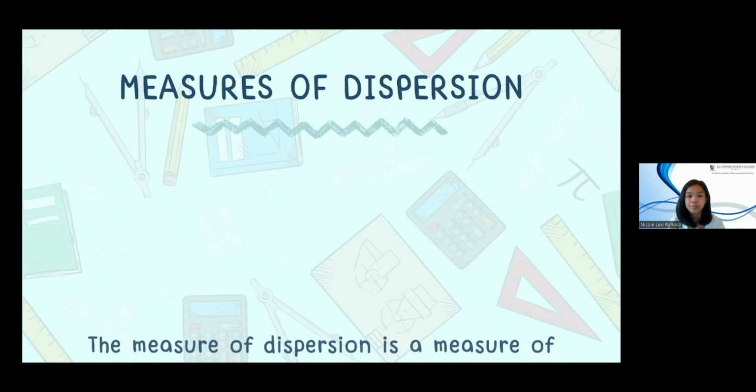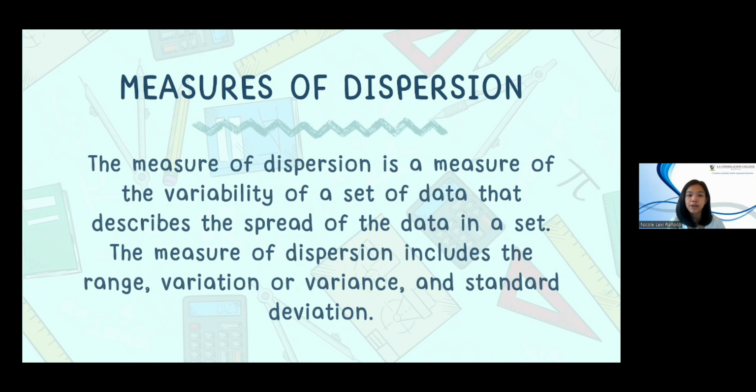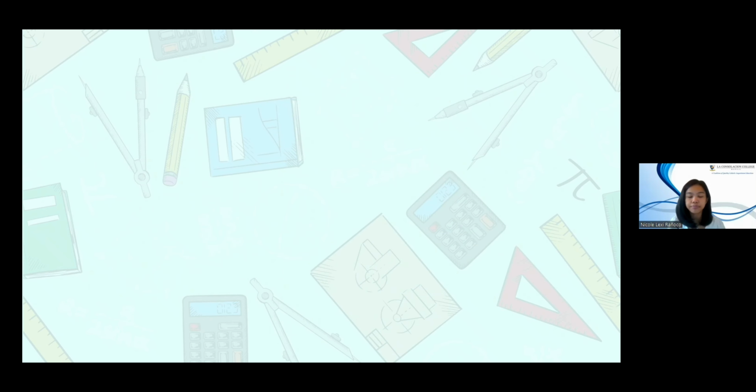First is the measure of dispersion. The measure of dispersion is a measure of the variability of a set of data that describes the spread of the data in a set. The measure of dispersion includes the range, variation or variance, and standard deviation.